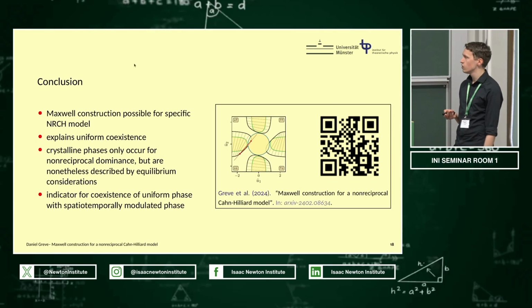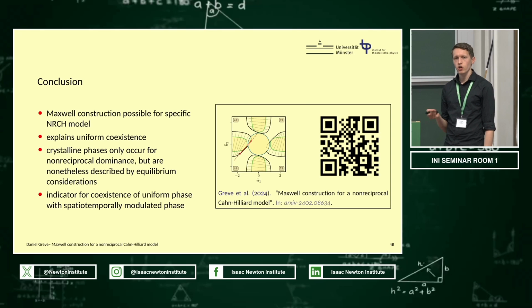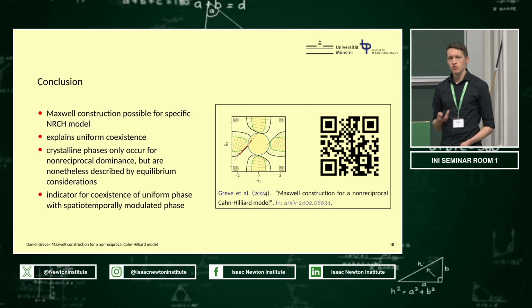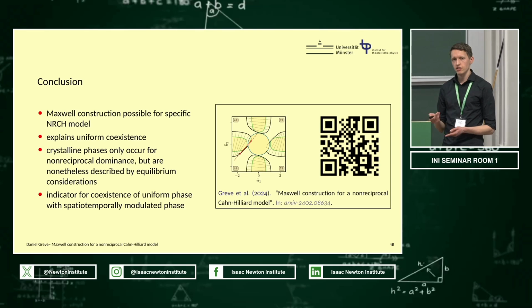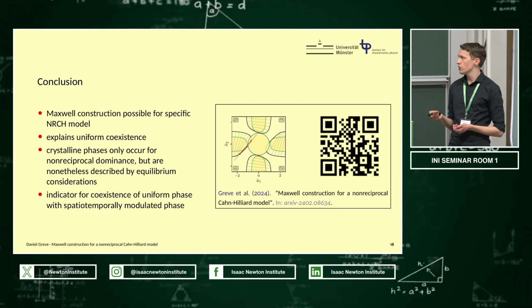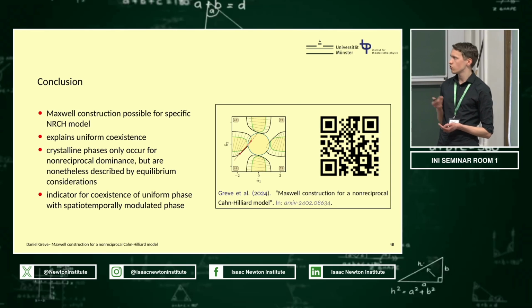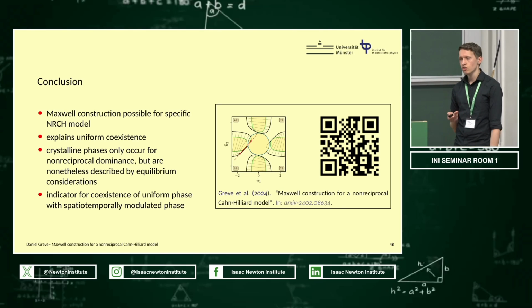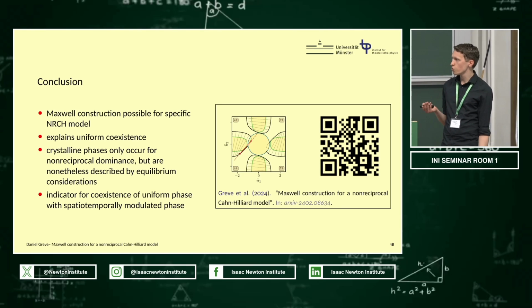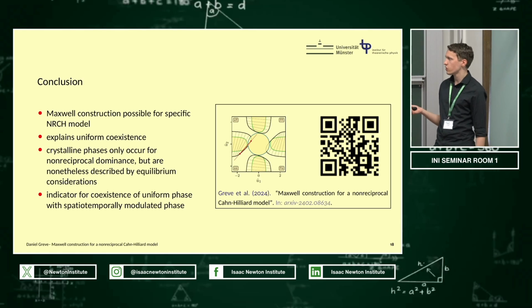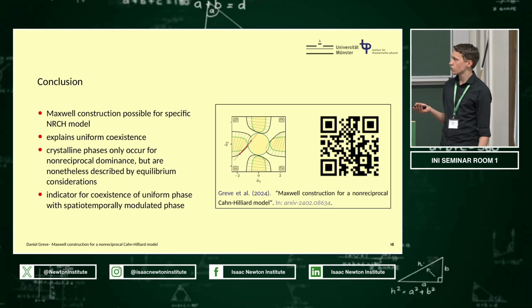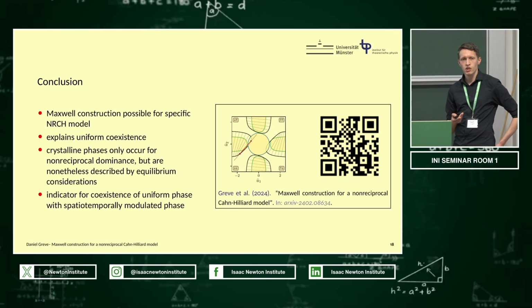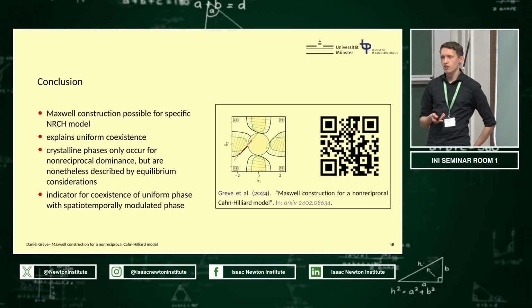Okay, with this let me conclude. You can derive this Maxwell construction for a non-reciprocal Cahn-Hilliard model that explains the coexistence of stationary states, and even of these crystalline states, which only occur if you have predator-prey interaction types. And despite this having to break down if you have oscillations, so that you can no longer set the left-hand side of your equation to 0 and do a Maxwell construction, nevertheless this construction seems to predict these localized oscillatory phases, which only occur if you have non-reciprocal interactions. With this, thank you for your attention, and I'm open for questions.